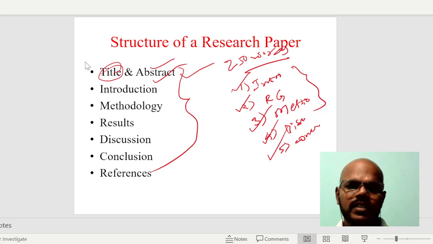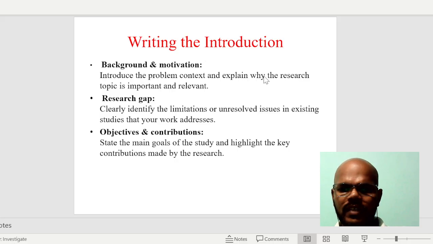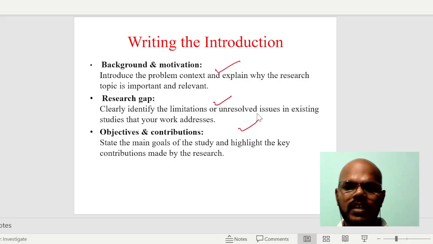So next one is introduction. We will discuss introduction, methodology, results, discussion, conclusion in the coming slides. So we will discuss the introduction first. In the introduction, there will be 3 categories: background and motivation, research gaps, and objectives and contribution.